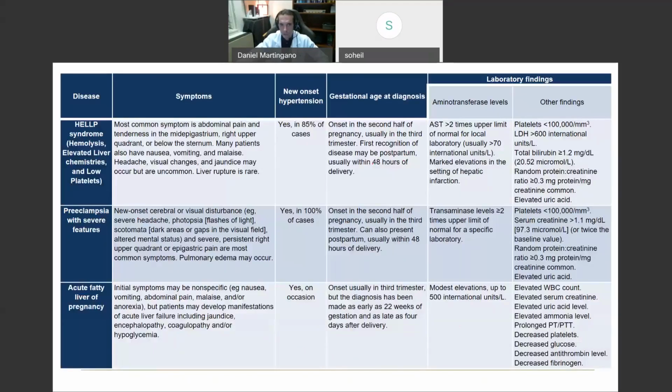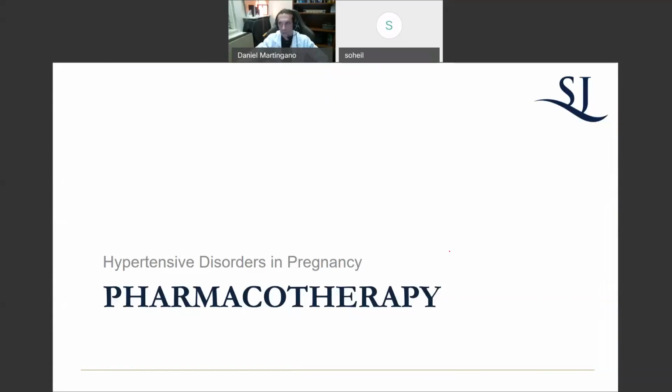This is a chart that you don't need to memorize, but it will help you understand the nuances between HELLP syndrome, preeclampsia with severe features, and acute fatty liver disease of pregnancy. Okay. I highlighted the important things, but these are just other nuances that will help you to understand what the differences are. I would recommend reading it, but I wouldn't memorize this chart. It's a bit more than you need to know. What I mentioned in the lecture already is what you need to know. So let's talk about treatments.